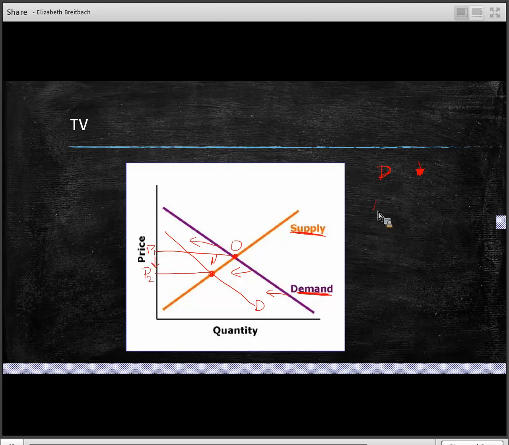Price has decreased in this market. What about quantity bought and sold? In our old equilibrium, we had a quantity of Q1. Our new equilibrium is Q2. Not only has price decreased, but quantity has as well. And so in this market, we saw a decrease in demand, or a leftward shift in the demand curve. Both the equilibrium price and the equilibrium quantity fell as a result.